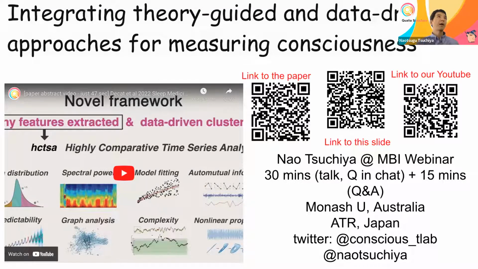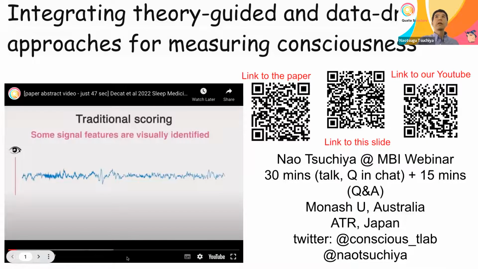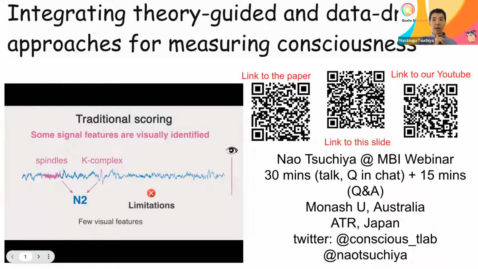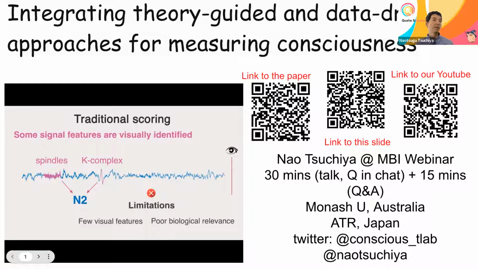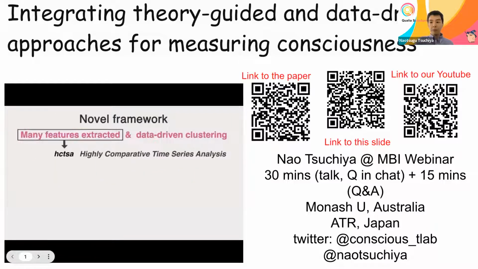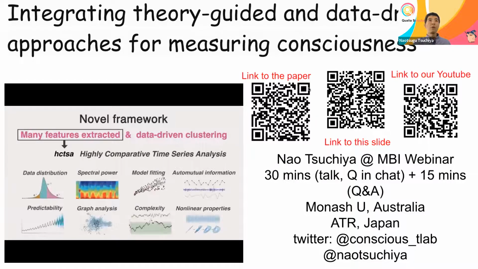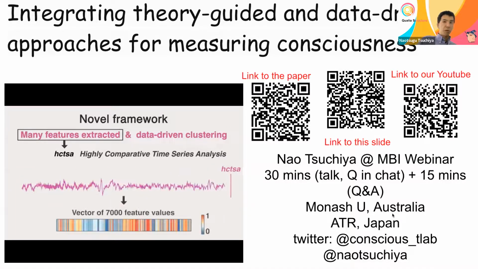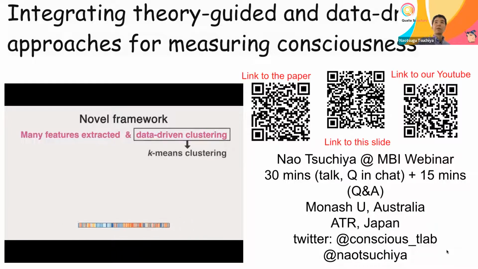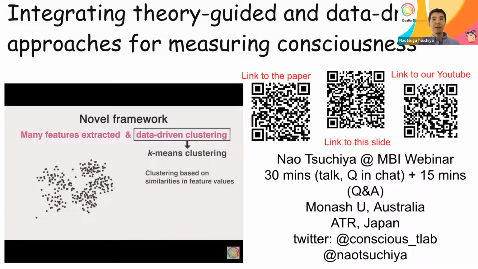And today I'm going to talk about this topic: integrating theory-guided and data-driven approaches for measuring consciousness. At the bottom left, I'm showing a short video clip of what the talk is mainly about. And on the top right you see a QR code, for the paper I'm showing on the bottom left, the slide link, and also a link to our YouTube website. So if you take a picture or screenshot of this, then you'll get everything basically.